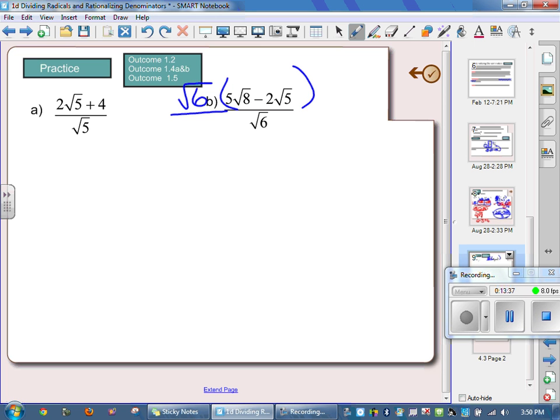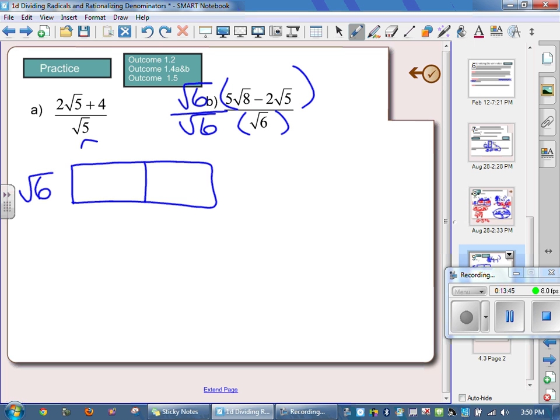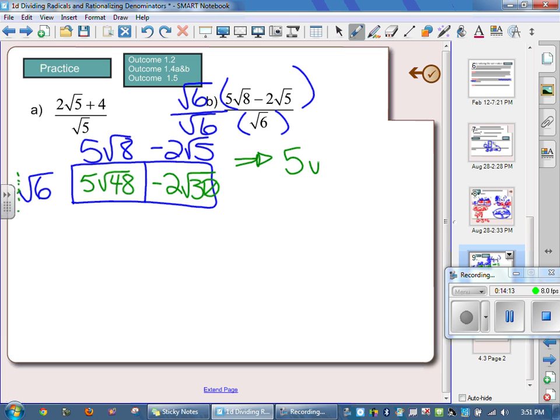So my top is going to give me root 6 multiplying by 5 root 8 and negative 2 root 5. I have a hidden 1 again in front of my root 6. So the 5 is going to multiply by the 1. I get 5 root 48, since 6 times 8 is 48. My next one, I'm going to take negative 2 times 1, which gives me negative 2. 5 times 6 gives me 30, so root 30. So my top then is going to give me 5 root 48 minus 2 root 30.